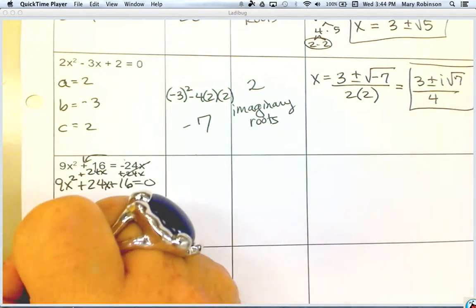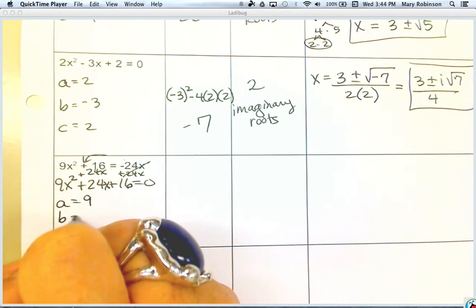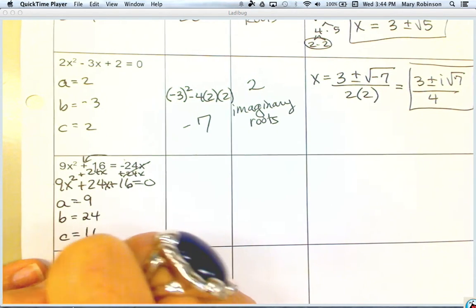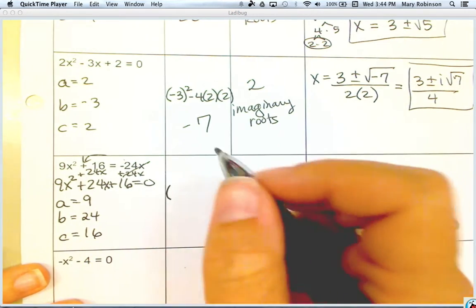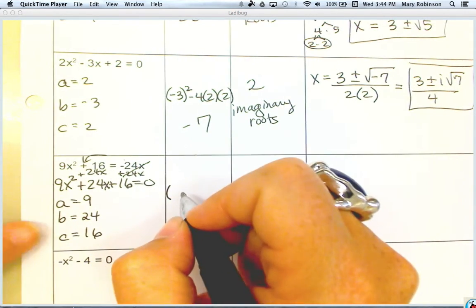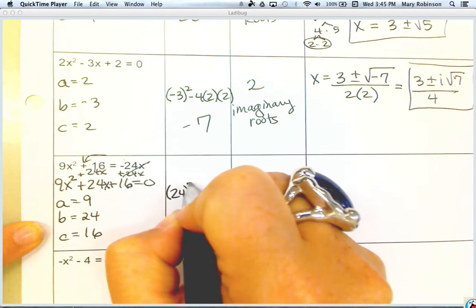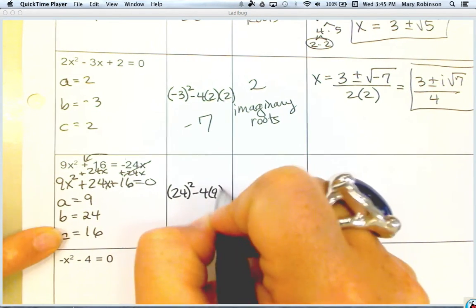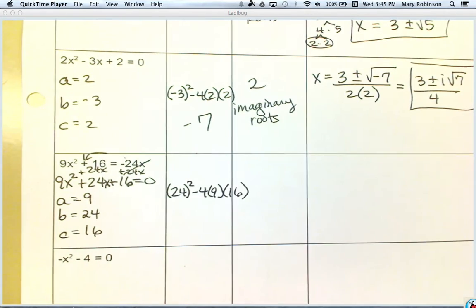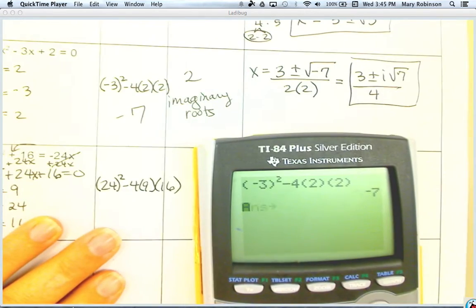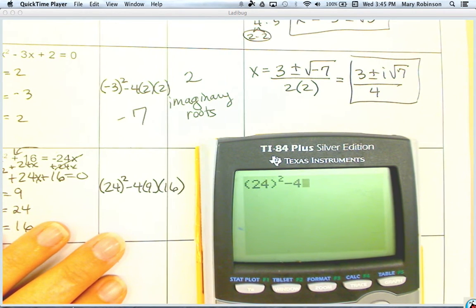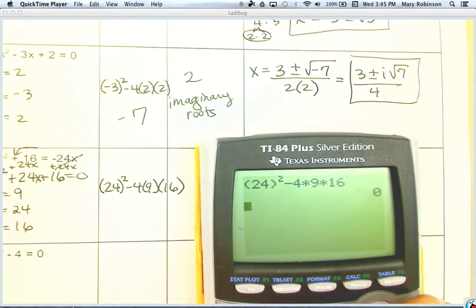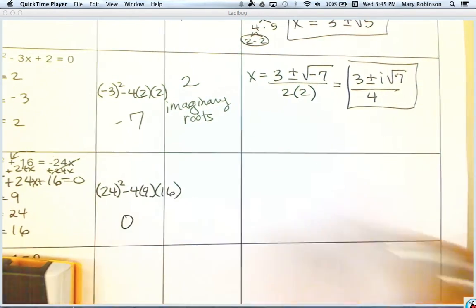Okay? And then identify our a, b, and c. And then substitute into the discriminant. If you feel like I'm going too fast, just feel free to pause it, please. So b squared minus 4 times a times c. I'm going to type that in. 24 squared minus 4 times 9 times 16. And I get 0. Well, that's different.